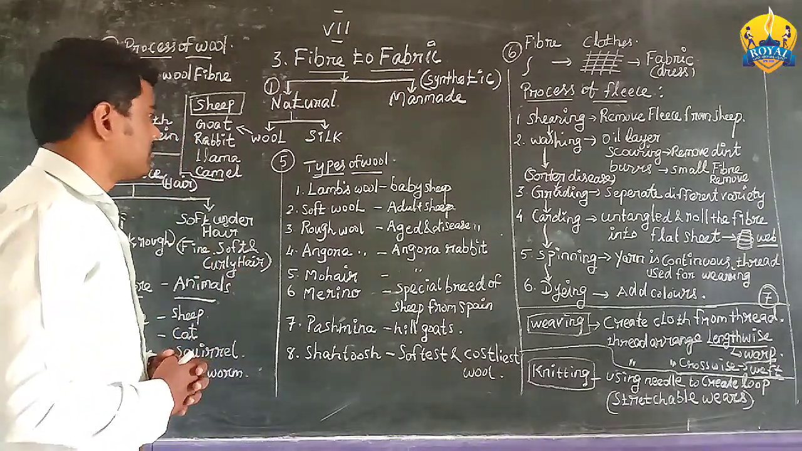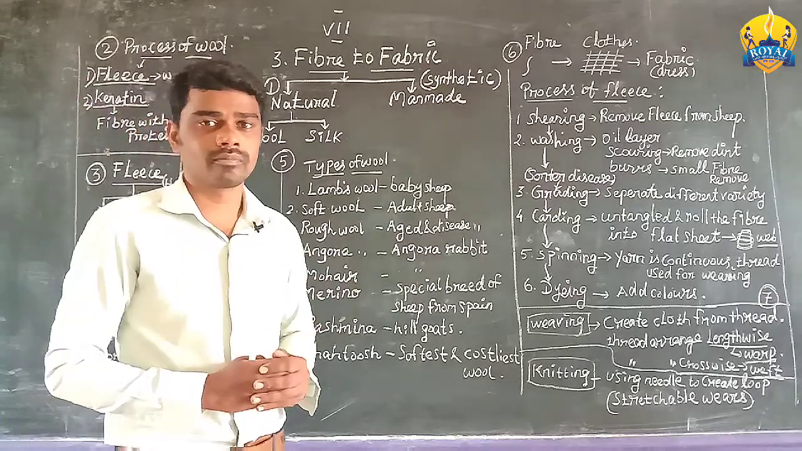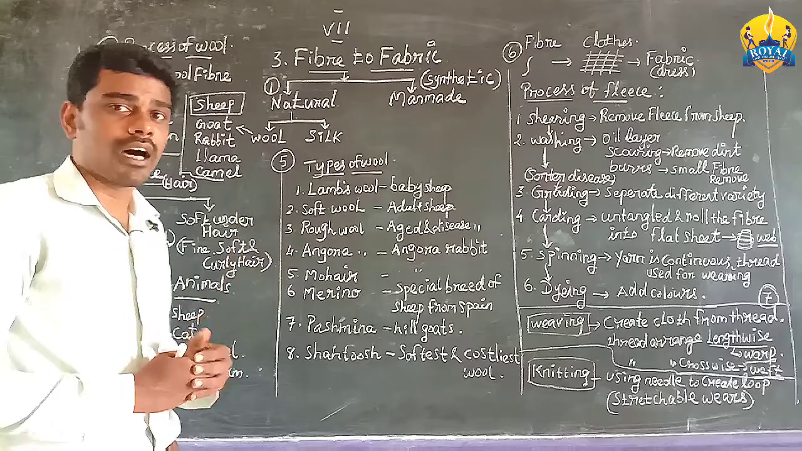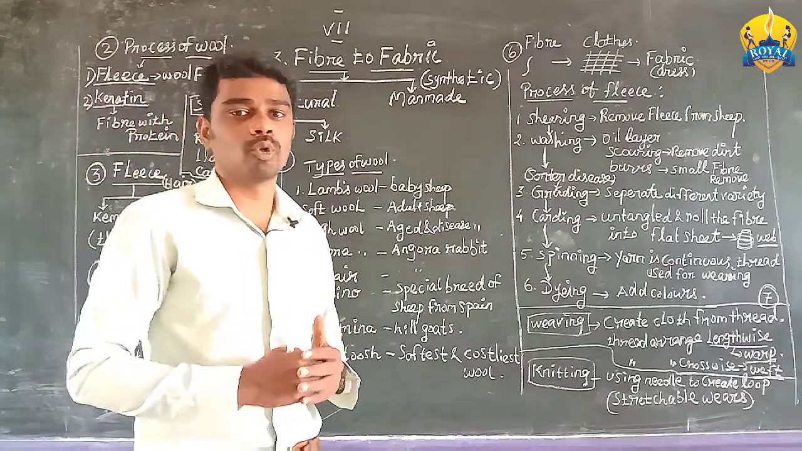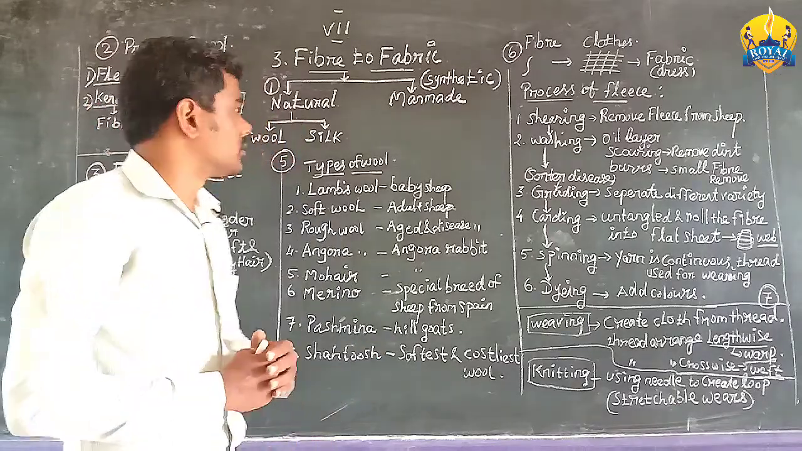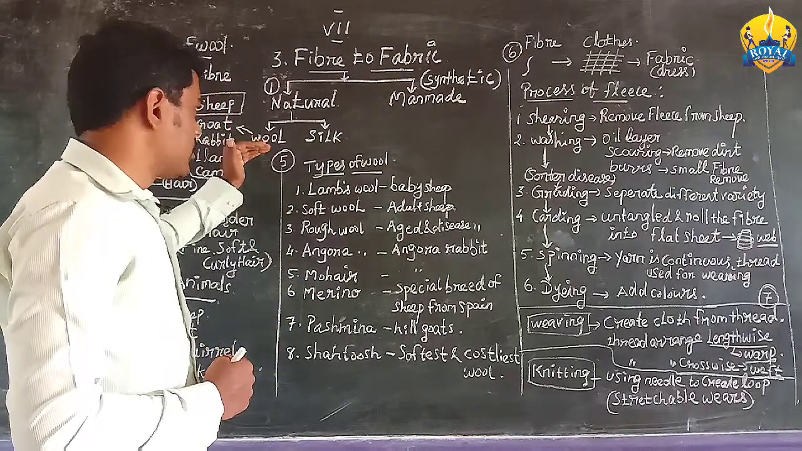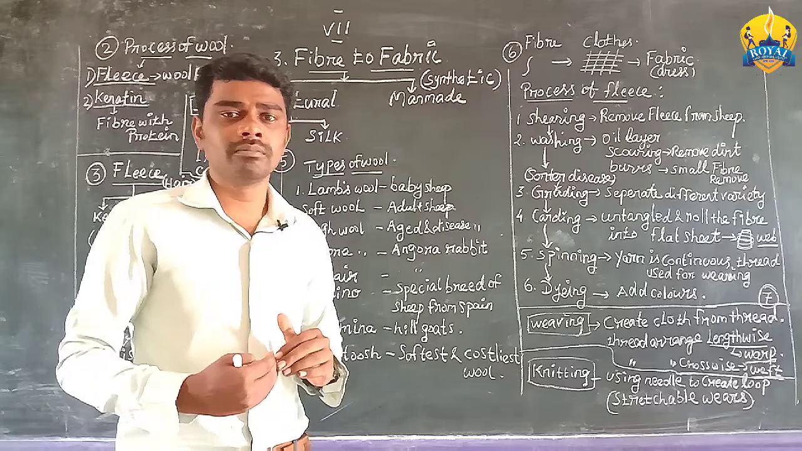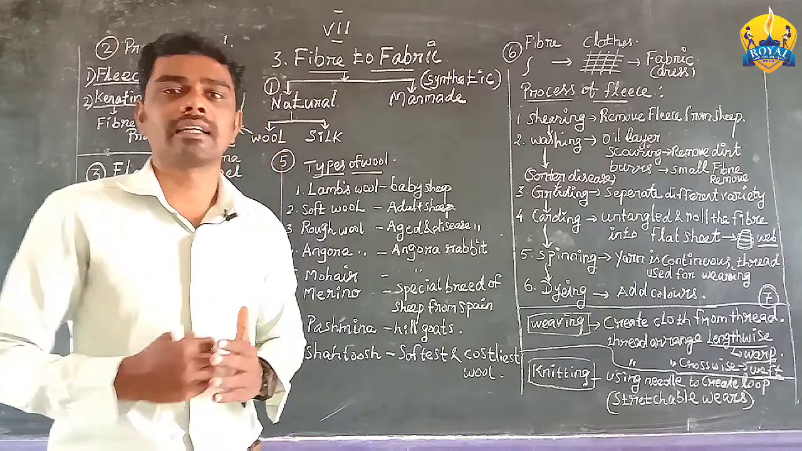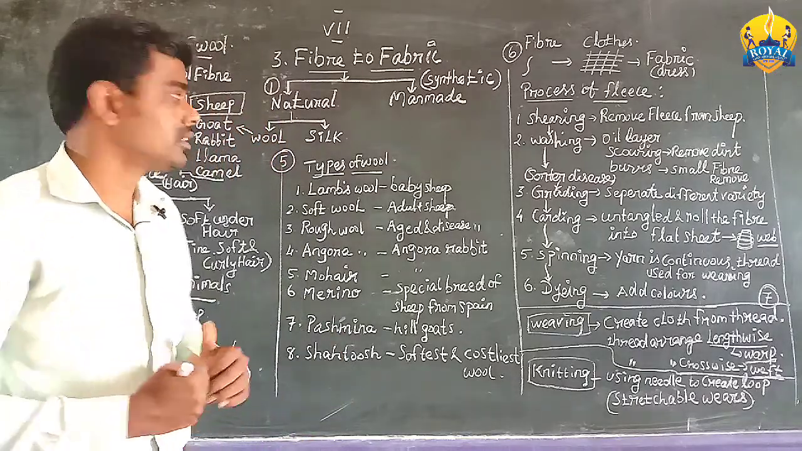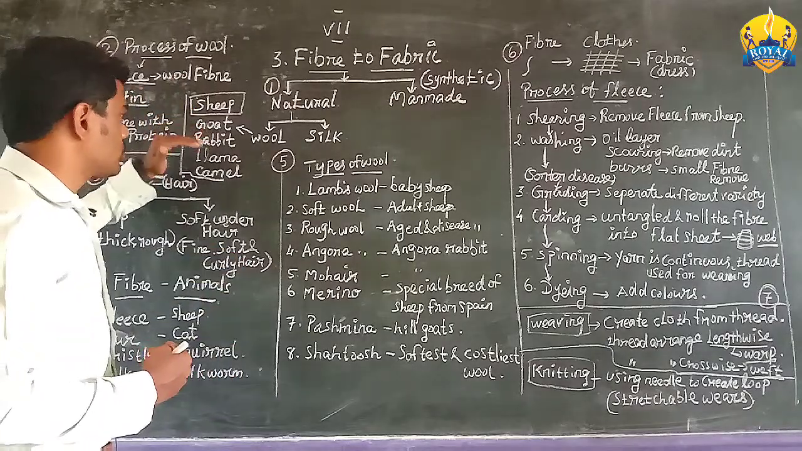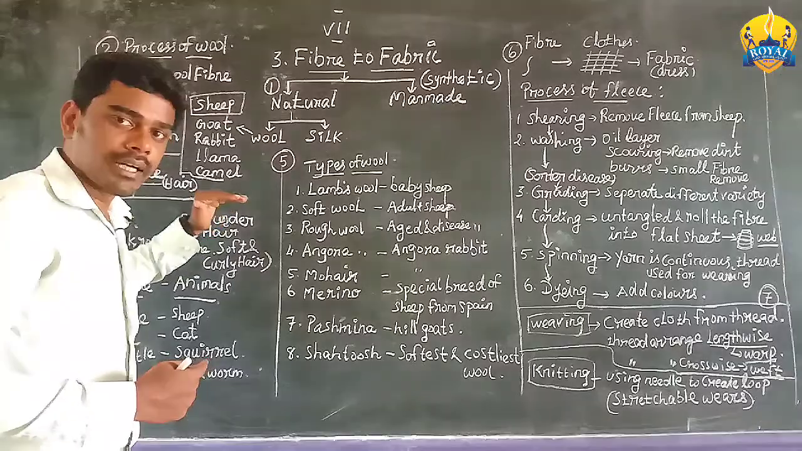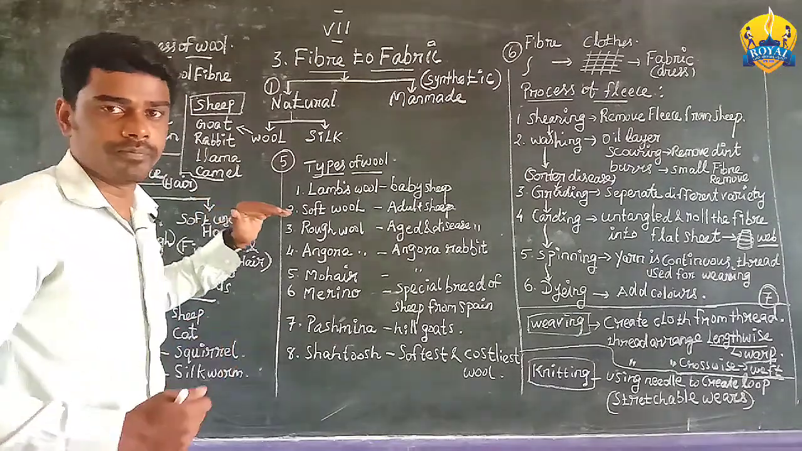Wool is obtained from different sources. We know very well that natural fibers are made from plants and animals. Both plants and animals, we told. What is that? Basically two types: wool and silk. Wool is obtained from different organisms. What are all the organisms? Here, sheep, goat, rabbit, llama and camel. These different organisms produce the wool.